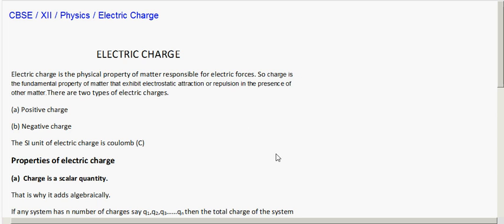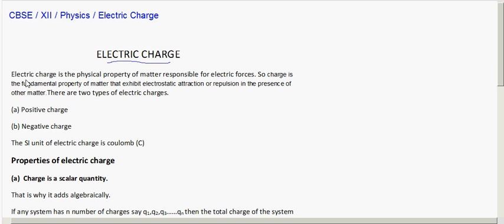Hello, in today's class we will learn about electric charge. So in this class we will see what is an electric charge, what are its properties, and then we will also see how a body can be charged.